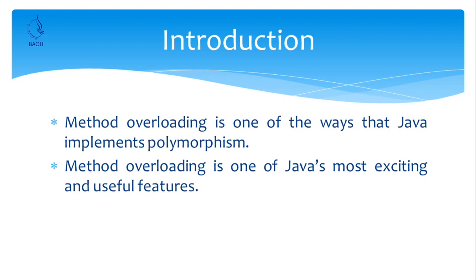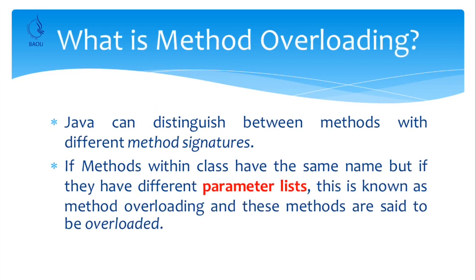So, what is method overloading? We will discuss all about method overloading. It is one of the ways that Java implements polymorphism, that is, the use of one thing for different purposes, and method overloading is one of Java's most exciting and useful features. Now, we define what method overloading is.